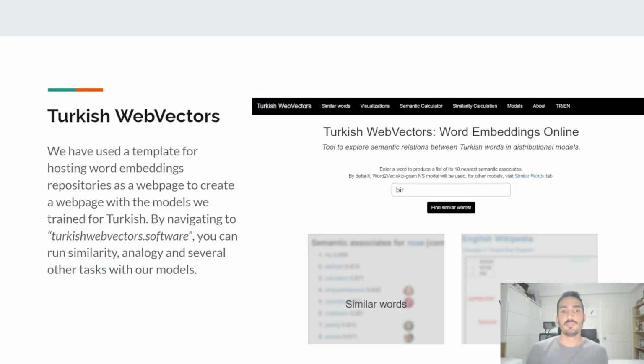In addition to the repository that we have maintained throughout the semester, we have also provided a basic web service called Turkish Web Vectors, which can be found online at the address turkishwebvectors.software. Our main motivation is to make word embeddings much easier to understand and make the whole concept much more concrete. Our features include running analogy and similarity queries, or visualizing your higher dimensional word vectors in just two-dimensional space using different dimensionality reduction algorithms.